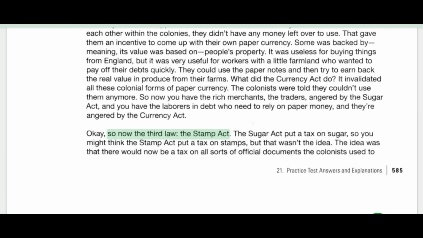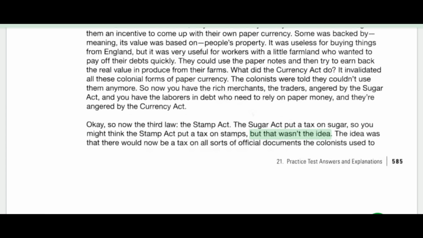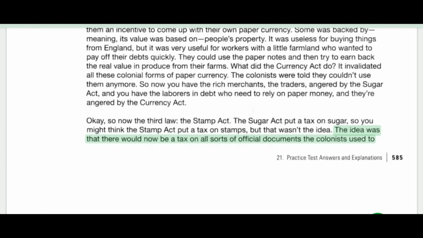Okay, so now the third law, the Stamp Act. The Sugar Act put a tax on sugar, so you might think the Stamp Act put a tax on stamps, but that wasn't the idea. The idea was that there would now be a tax on all sorts of official documents the colonists used to get for free.